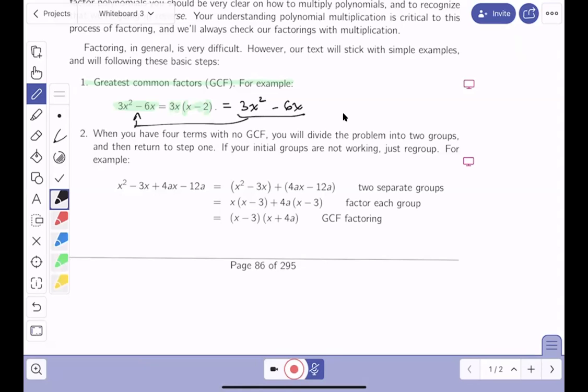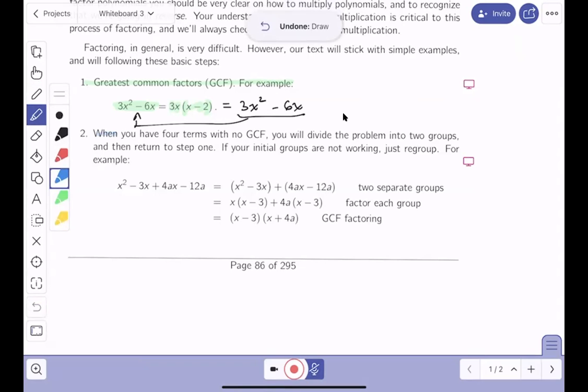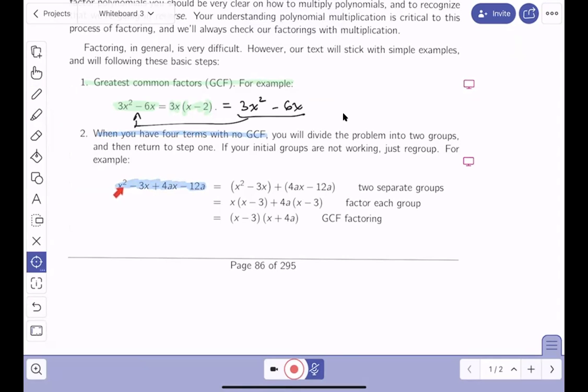All right, step number 2. And again, we write problems that will reflect this. Sorry about that. When you have 4 terms with no GCF, let me look at an example over here. There are 4 terms here: x squared minus 3x plus 4ax minus 12a. These 4 terms have no common factor other than 1. So we're going to say no GCF between those 4 terms.